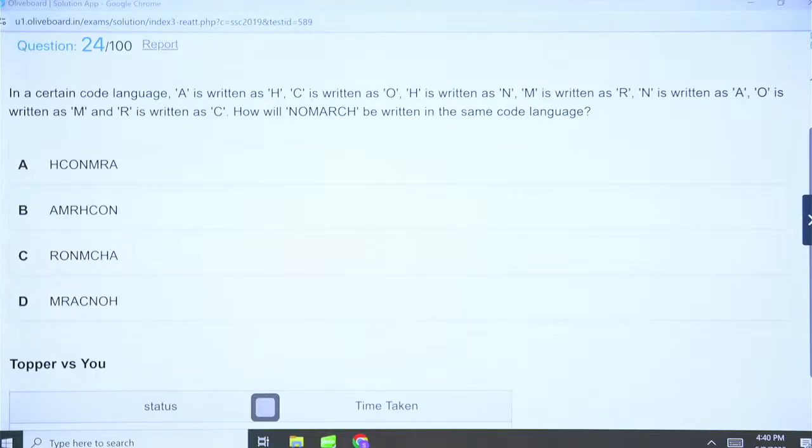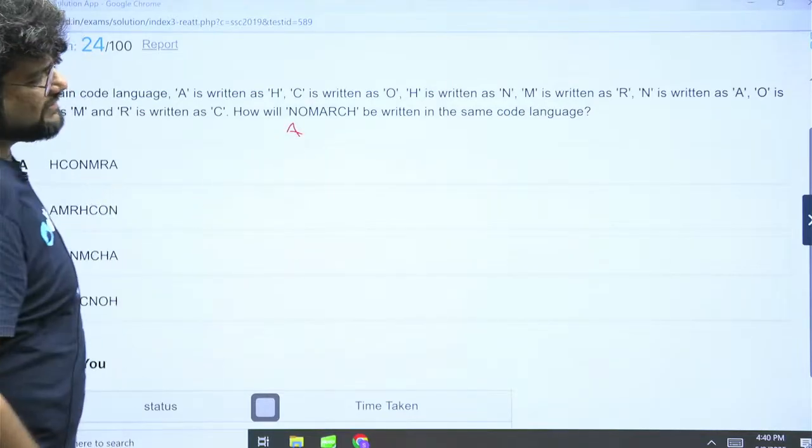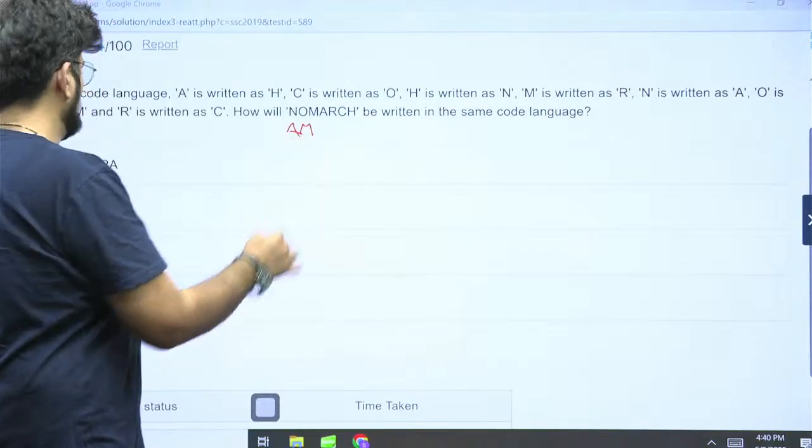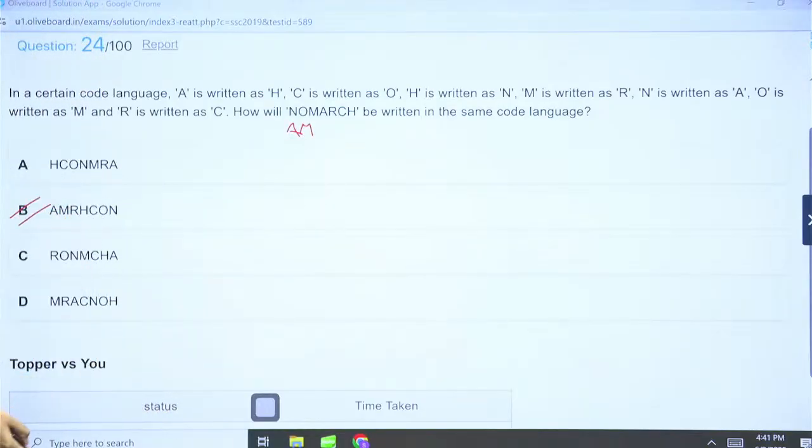Okay, Rahul. Yes, A is written as H, C is written as O. So 3 is 15, 1 is 8. Does that make sense? 8 is 14. M is written as R, 13 is 18. 14, O is written as M, R is written as C. How will NO MARCH be written in the same code language? Okay, I don't think that should be a problem if they have given everything. N is written as A. O is written as M. So to start with AM, only option B is the right answer, is it?